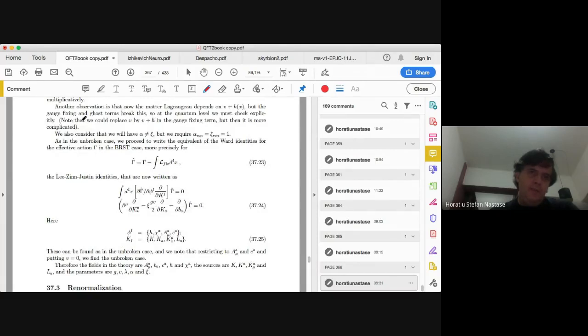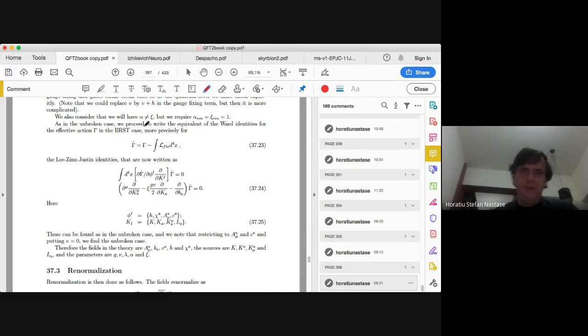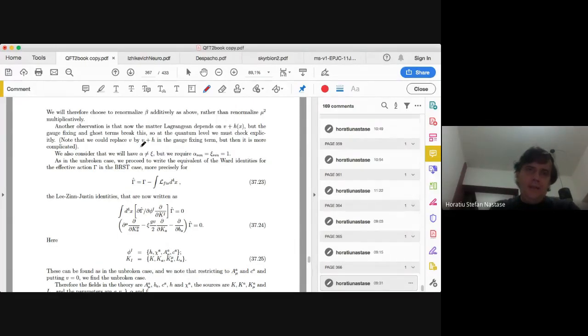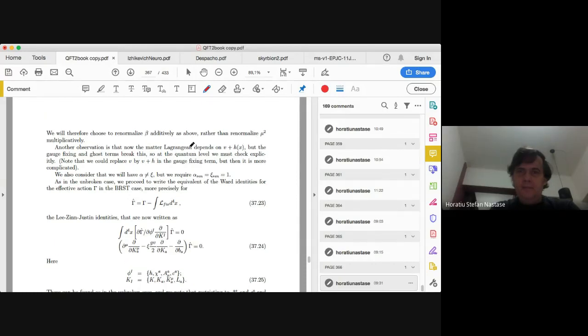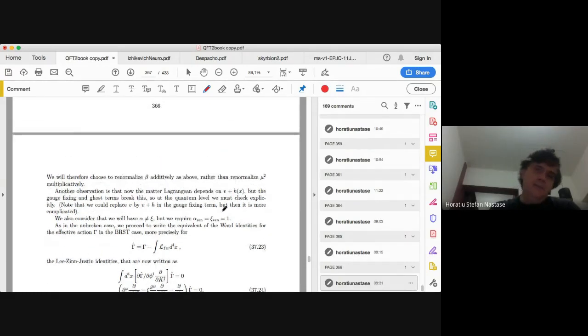One note is that, of course, we could have written a gauge fixing term of the type with v plus h instead of v, but then it would be more complicated. So usually it's done with just v. And in this case, we'll find that alpha is different than psi, although we will require that, of course, the renormalized alpha is equal to the renormalized psi, and can be chosen to be 1.